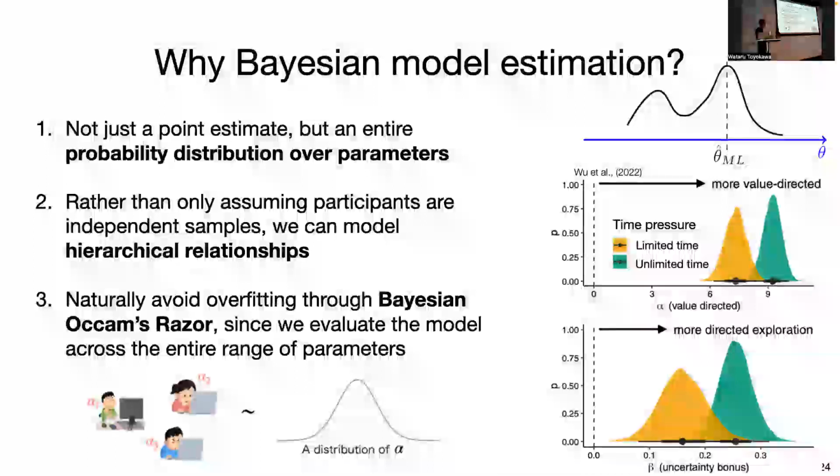And I've already talked a little bit about Bayesian Occam's razor, which is that we can naturally avoid overfitting because we're evaluating the model across the entire range of parameters, right? We don't only evaluate the model at its best, but also at its worst and across all the different ranges of the parameters.